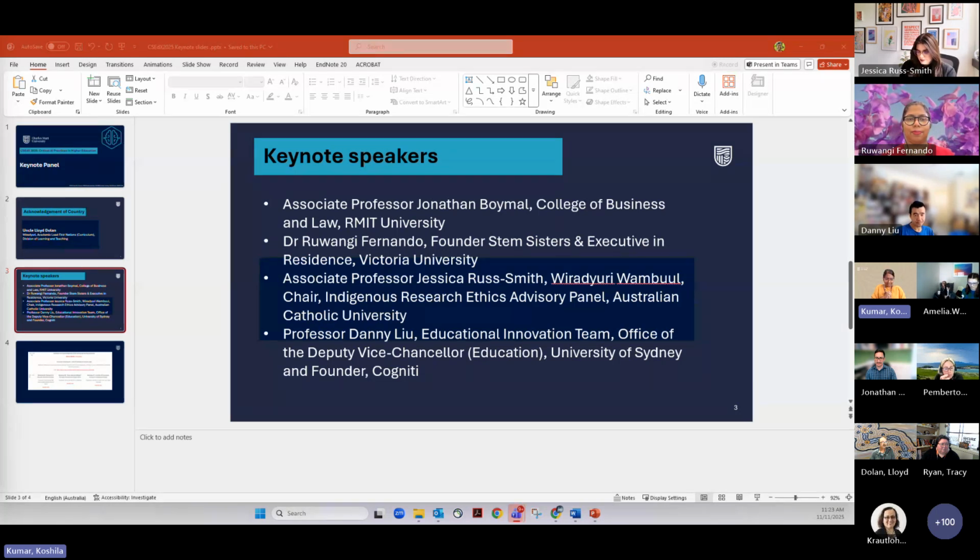Next, we have Dr. Ruwangi Fernando, whose work focuses on advocating for gender equity in STEM, so that's science, technology, engineering, and mathematics, with a particular focus on addressing the intersectional challenges faced by women of color and using technology for good. Ruwangi is the founder of STEM Sisters, which breaks down systemic barriers and promotes equal access to opportunities for women of color in STEM. And recently, she has also launched DEAR, which is Diversity, Equity, Inclusion, and Recruitment, an award-winning recruitment technology platform aimed at eliminating bias in STEM hiring.